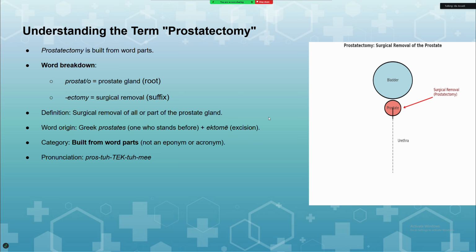And here we do have a visual graph that shows the bladder, the prostate, the urethra, and the surgical removal indicator or instrument.